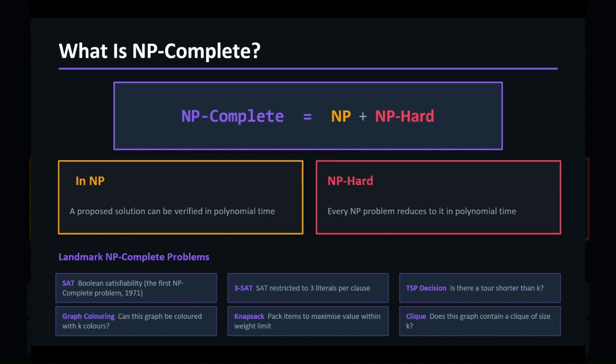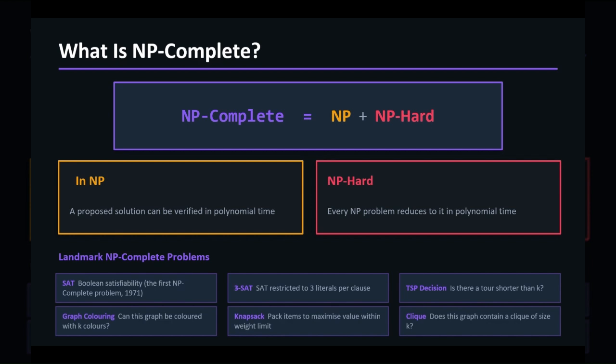NP-complete is the intersection of NP and NP-hard. A problem is NP-complete if it satisfies exactly two conditions. First, it's in NP. That means a proposed solution can be verified in polynomial time. Second, it's NP-hard. That means every other NP problem can be reduced to it polynomially. NP-complete problems are the hardest problems inside NP. They're the frontier, the cliff edge.